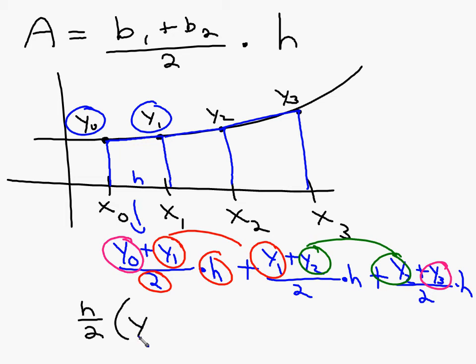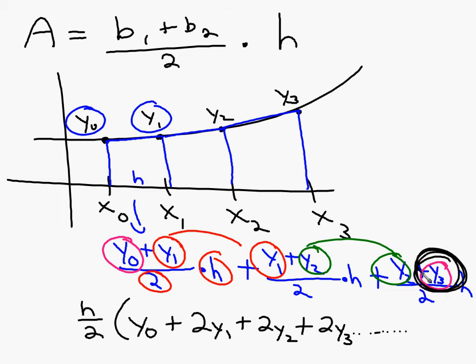So I have a y0 plus 2y1, 2 of those y sub 1s, plus 2 of those y sub 2s, plus 2 of those y sub 3s, all the way up to the last one. Remember I said the last one doesn't get doubled, so I'm just going to put plus y sub k. The last one and the first one do not get doubled. And this is the trapezoidal rule.